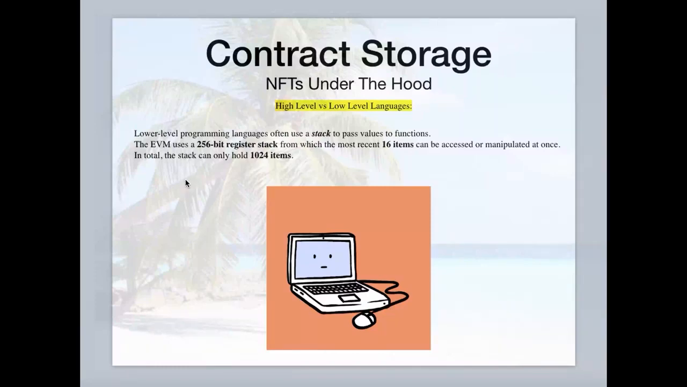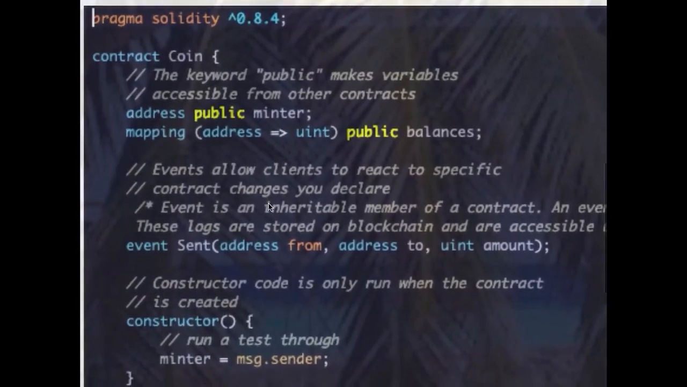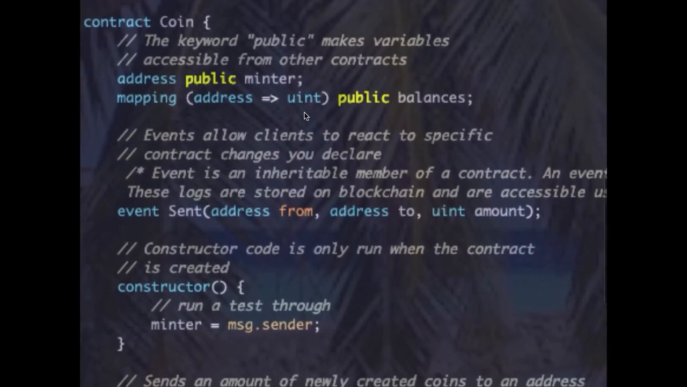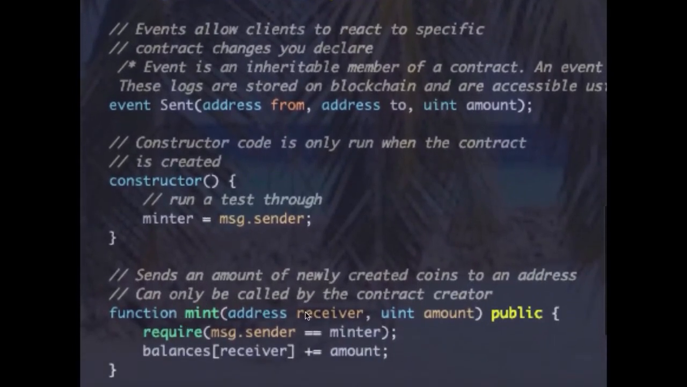So let's move on to contract storage and get a deeper dive into non-fungible tokens under the hood, with high-level programming versus low-level programming. Low-level programming languages often use a stack to pass values to functions. When we think of high-level programming, we write functions like a mint function over here that takes arguments. We would work with arguments.